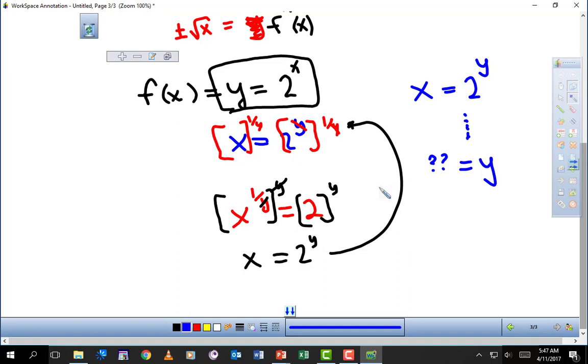We can't square both sides. We can't cube both sides. We can't take the square root of both sides. There's nothing we can do algebraically up to this point. So what mathematicians had to do was create a logarithm. It's a brand new function, and that function is the inverse of the exponential function.